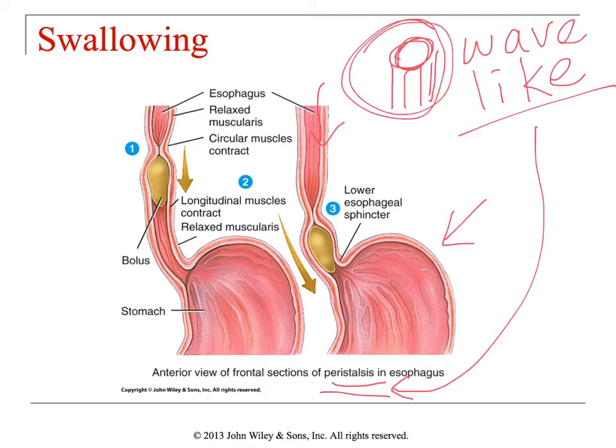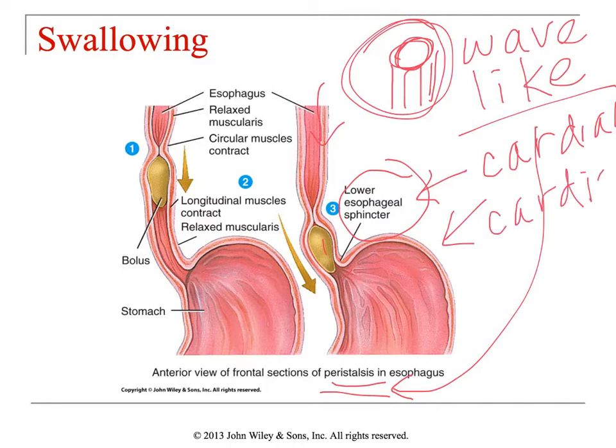When the food gets to the stomach, there's a sphincter that has to relax in order for the food to enter the stomach. That sphincter is either called the lower esophageal sphincter, or it's sometimes called the cardiac sphincter. Cardiac, C-A-R-D-I-A-C. So cardiac sphincter, lower esophageal sphincter. If that's not working, that's how you get gastroesophageal reflux disease, or GERD.